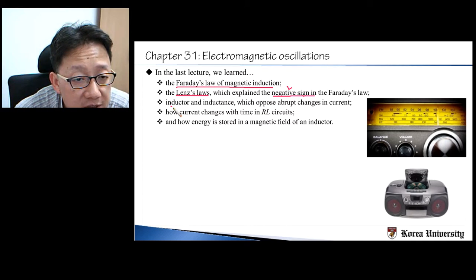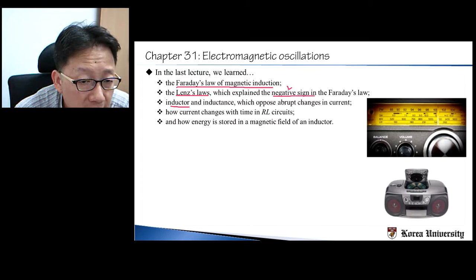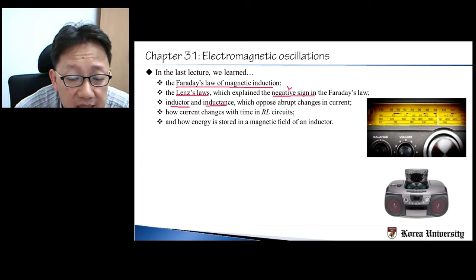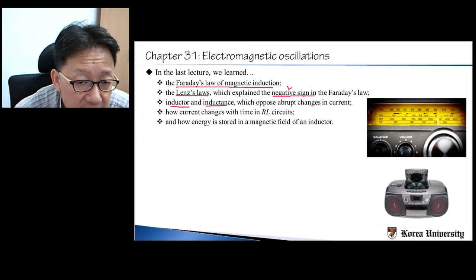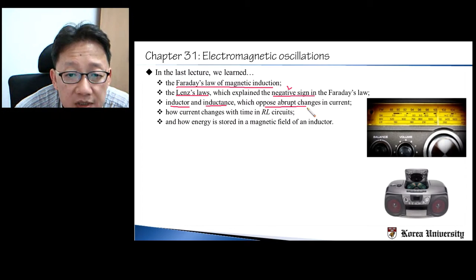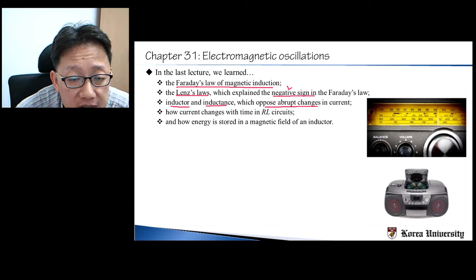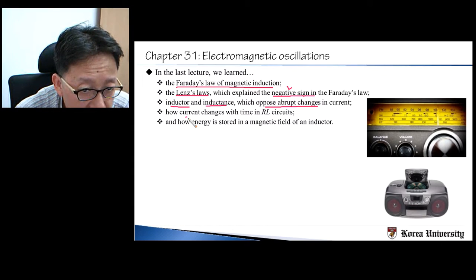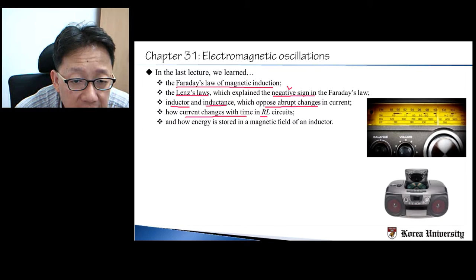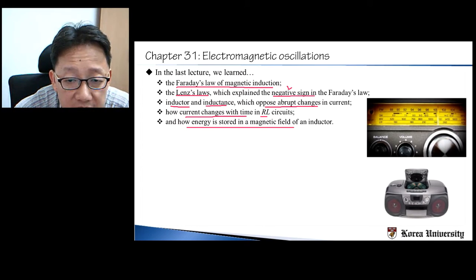Okay, and then we also learned the inductor, which is just a coil, and its property known as inductance. In this device called an inductor, when it's included in an electric circuit, it opposes abrupt changes in current. Okay, and then we also learned, as a result, how current changes with time in RL circuits with a resistor and an inductor. Okay, and then we also learned how energy is stored in the magnetic field of an inductor.